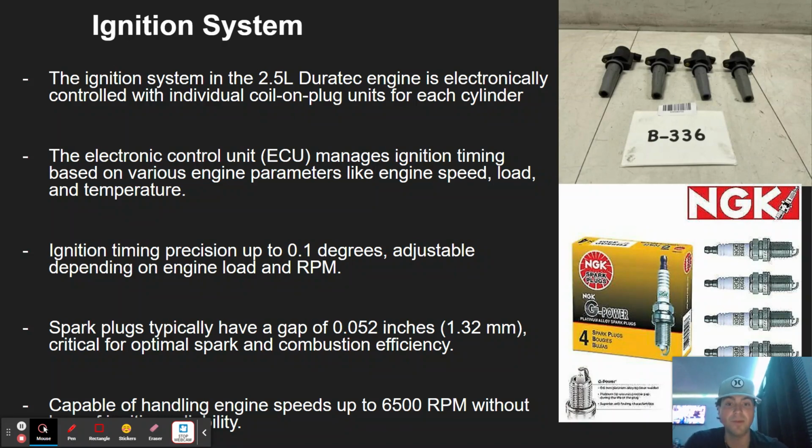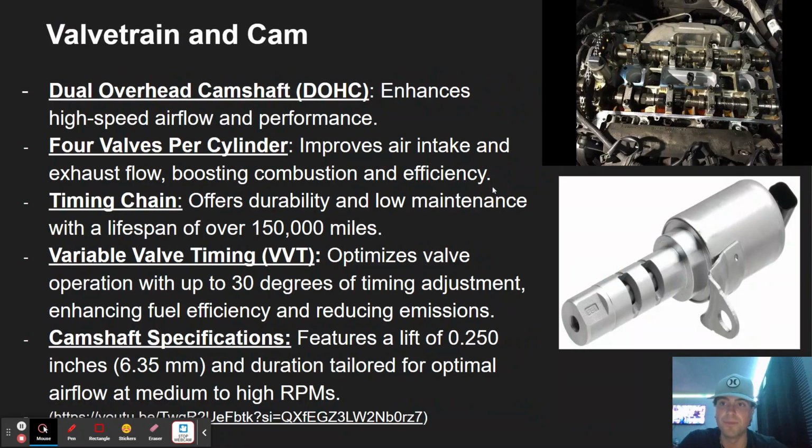In summary, the ignition system of the Durtech engine is a finely tuned component that integrates advanced technology and engineering to support the engine's efficiency and power output. Its design and operation are critical for ensuring that the engine meets its performance and efficiency targets, making it a key factor in the overall success of the engineering design. So with that being said, it's time to turn our attention to the valve train and camshaft.